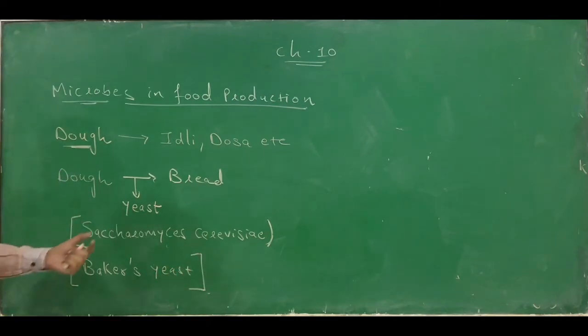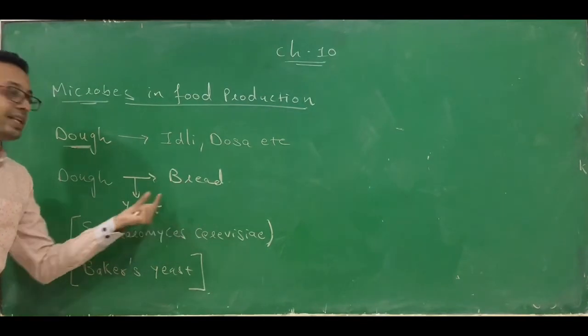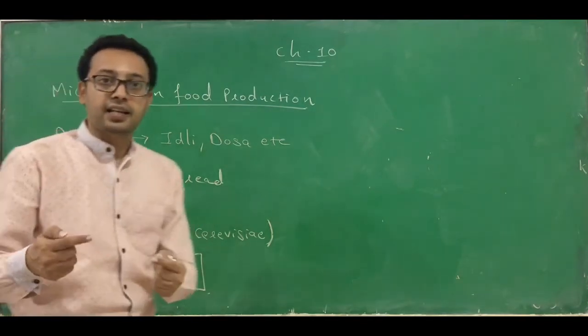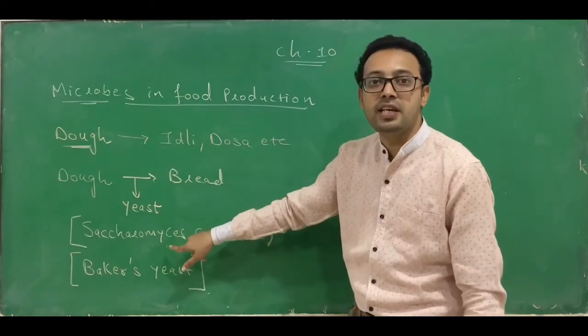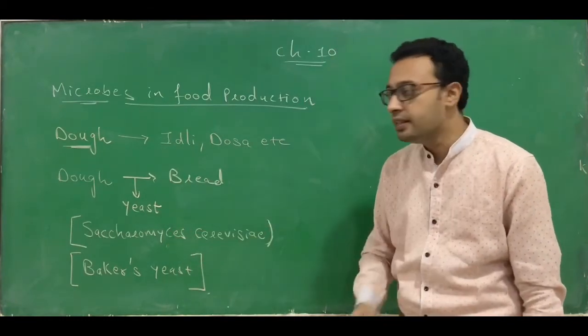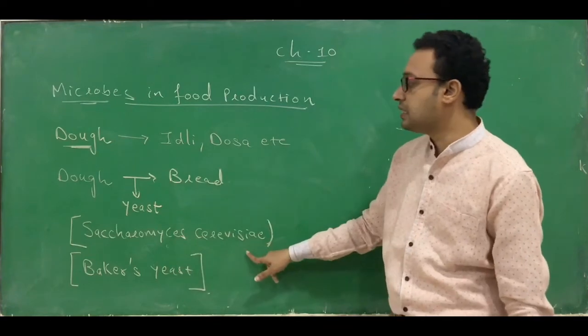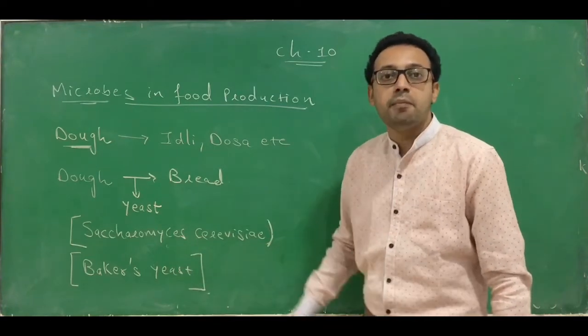Okay, clear? So here, to make bread, we need a yeast. Yeast is a fungi. It is a microorganism. It's a microbe. What is the name of the yeast we are using to make the bread? It is Saccharomyces cerevisiae. It can also be called baker's yeast.